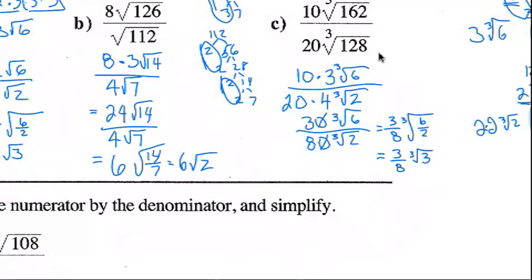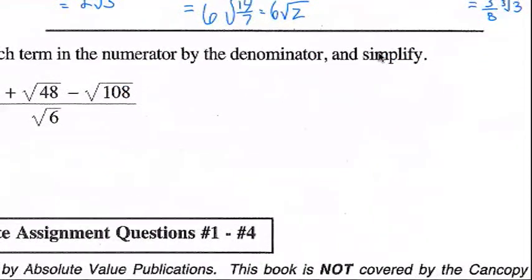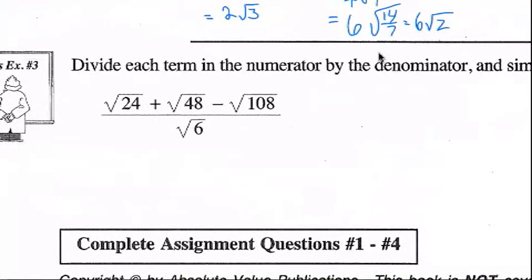Now we go on to example number 3. Of course, what do you think we need to do here first? We need to simplify each of the individual terms so that we could do this both ways. Maybe we will do it both ways in a second. So let's simplify all of these first. Square root 24, square root 48, square root 108, square roots, not cube roots.